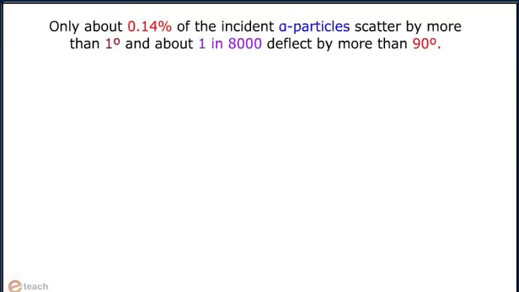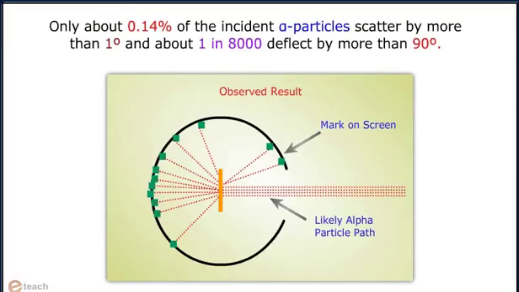Only about 0.14% of the incident alpha particles scatter by more than 1 degree and about 1 in 8,000 deflect by more than 90 degrees.